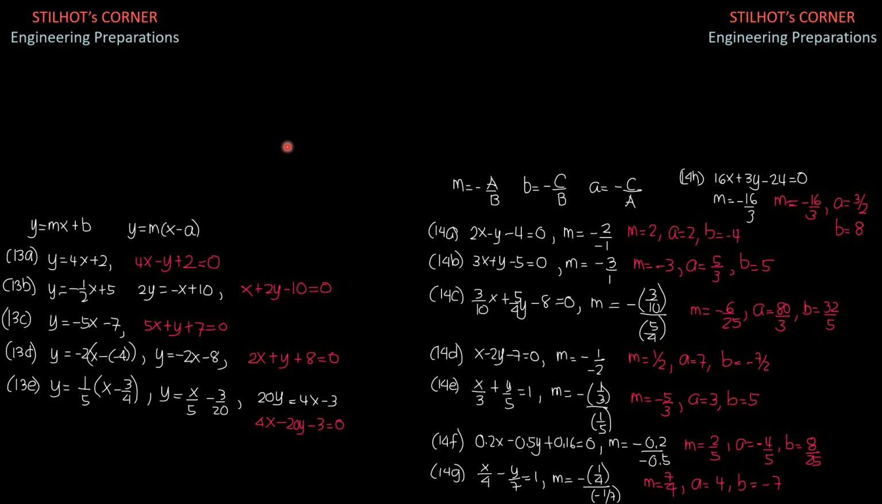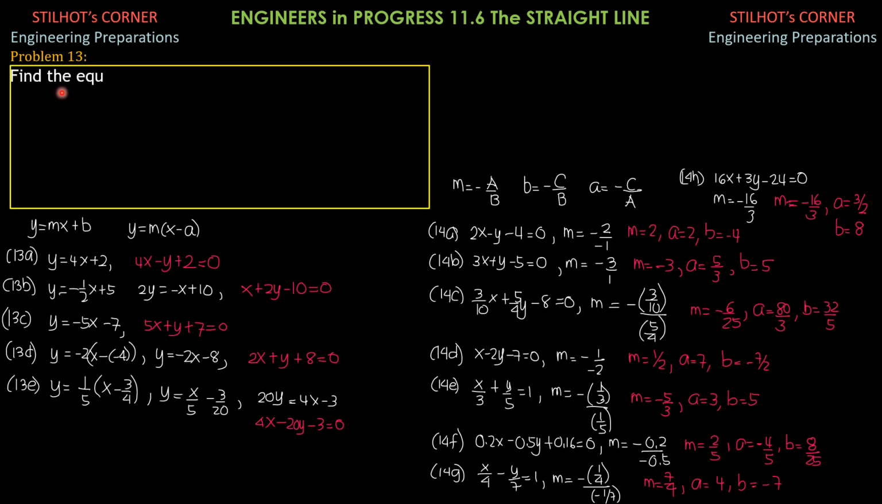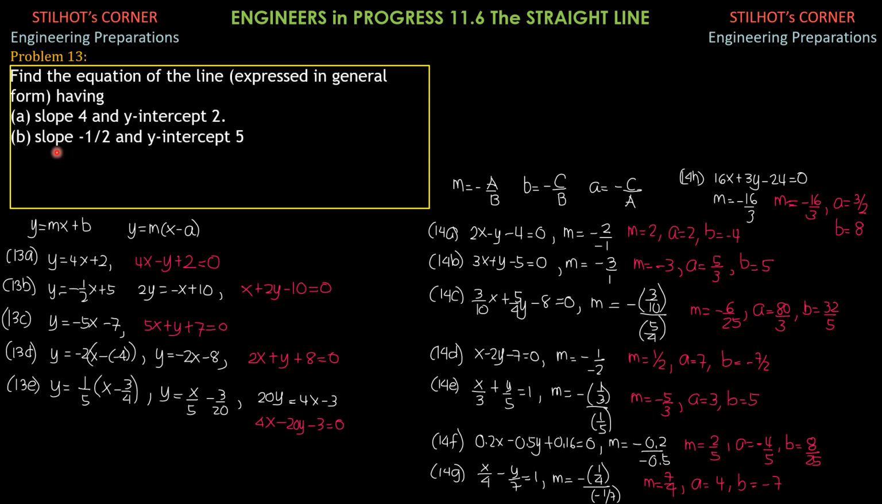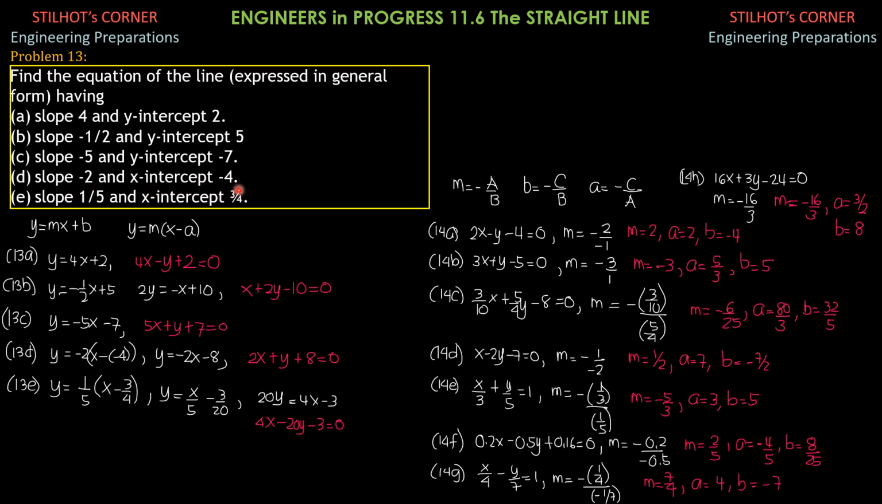There is another video in Engineers in Progress, particularly on straight line. Allow me to present the solution in less animations so that I can discuss these many exercises in a short while. So problem 13: find the equation of the line expressed in general form having a slope 4 and y-intercept 2, slope negative 1/2 and y-intercept 5, slope negative 5 and y-intercept negative 7, slope negative 2 and x-intercept negative 4, slope 1/5 and x-intercept 3/4.